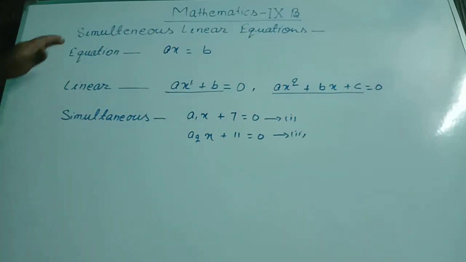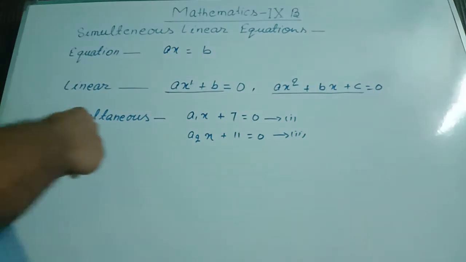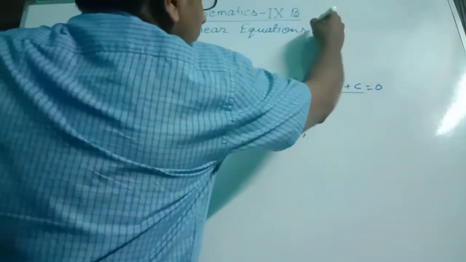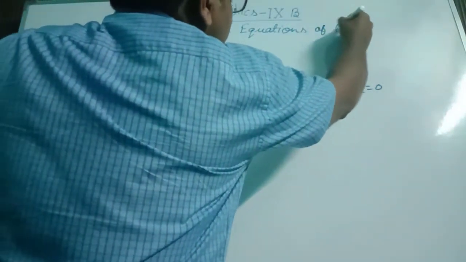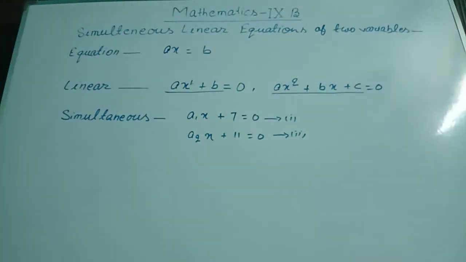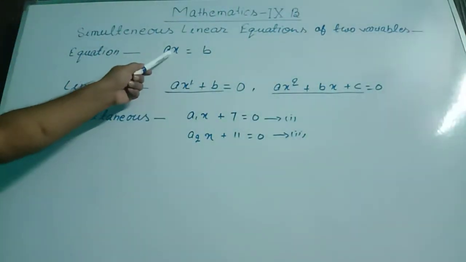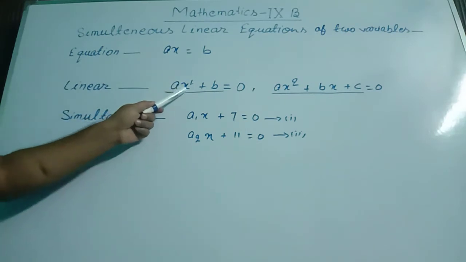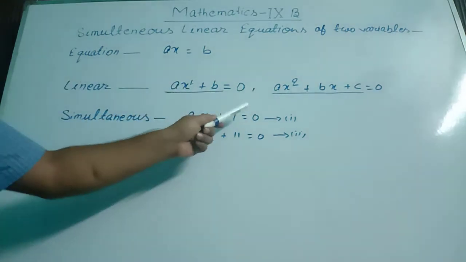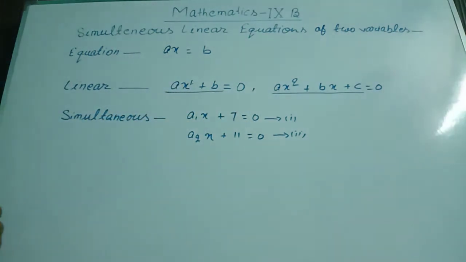Now our chapter is simultaneous linear equations of two variables. Till here we have seen only one variable, that is, here I have taken x as the example. Here is also x, and here is also x. So in all these equations we have only one variable.